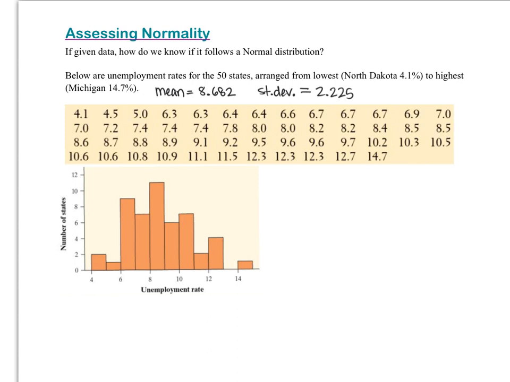Okay, we've got the mean and the standard deviation. We've also graphed the histogram. And what we see is that the histogram is approximately symmetric, but it's really not clear whether we can assume that it's normal or not. So we're going to have to test the data against the empirical rule.